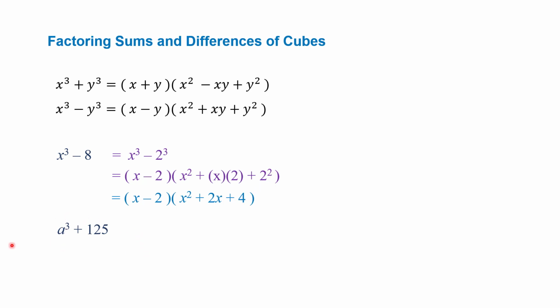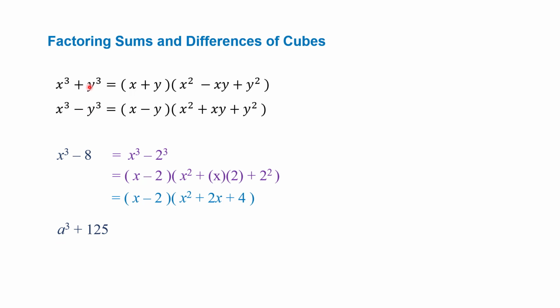Let's factor another expression. We want to factor a cubed plus 1 under 25. Instead of x cubed, we have a cubed. So x is replaced by a. So everywhere we see x in our identity, we should replace it with a.